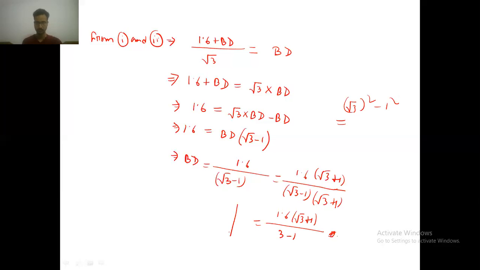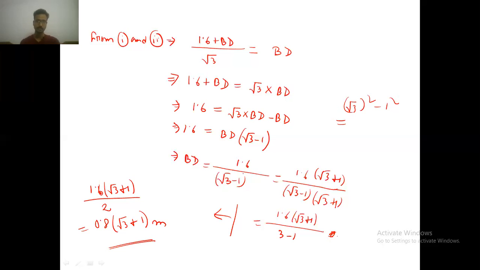I am writing here. So it will be 1.6 into root 3 plus 1, and the denominator will be 2. Then when you divide 1.6 by 2, it will be 0.8 into root 3 plus 1. So the value of BD is 0.8 into root 3 plus 1.